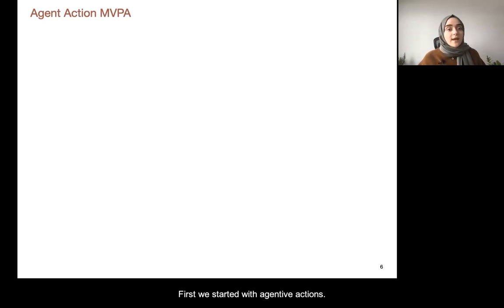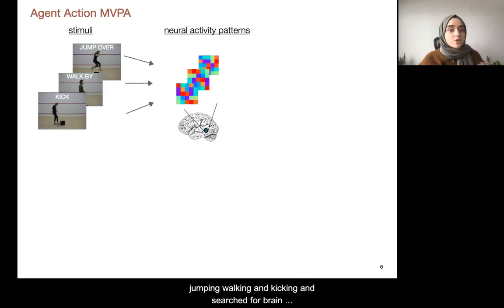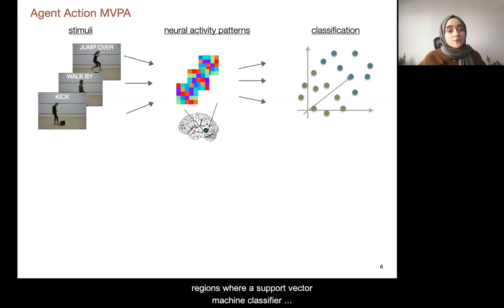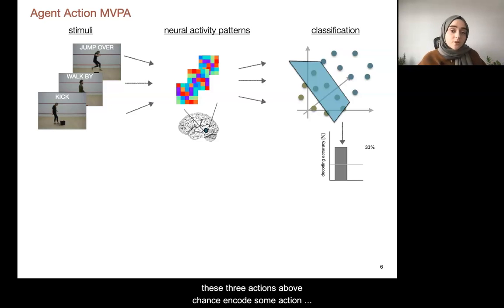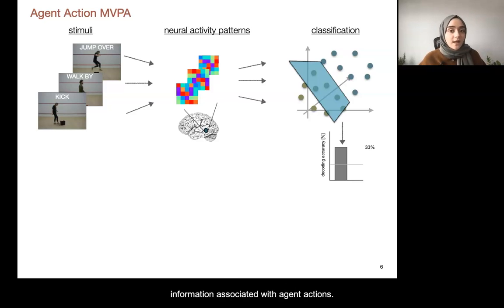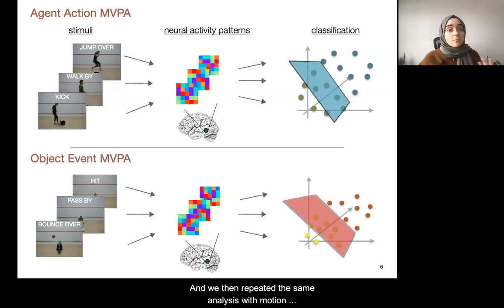First, we started with agentive actions. We extracted neural activity patterns associated with jumping, walking, and kicking, and searched for brain regions where a support vector machine classifier could distinguish them. And we concluded that regions that can distinguish these three actions above chance encode some action information associated with agent actions. And we then repeated the same analysis with motion events of objects for comparison purposes.